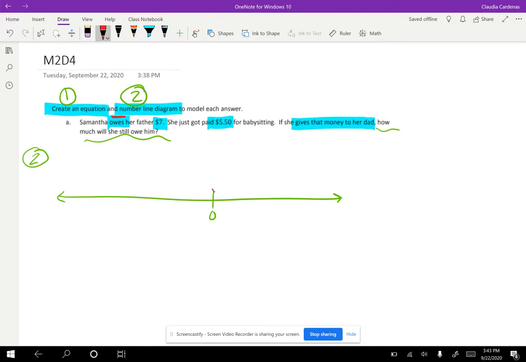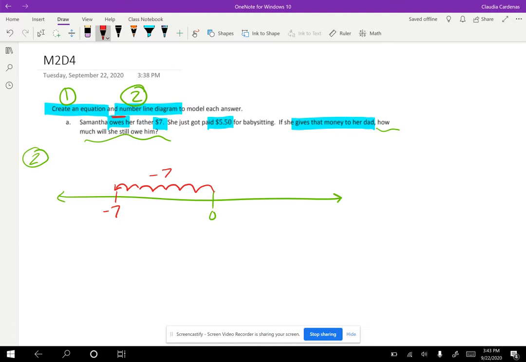In fact, let me change the color to a color that we see when we are in debt, negative. So I'm going to go 7 spaces to the left, in the negative direction. 1, 2, 3, 4, 5, 6, 7. So we have landed at -7.